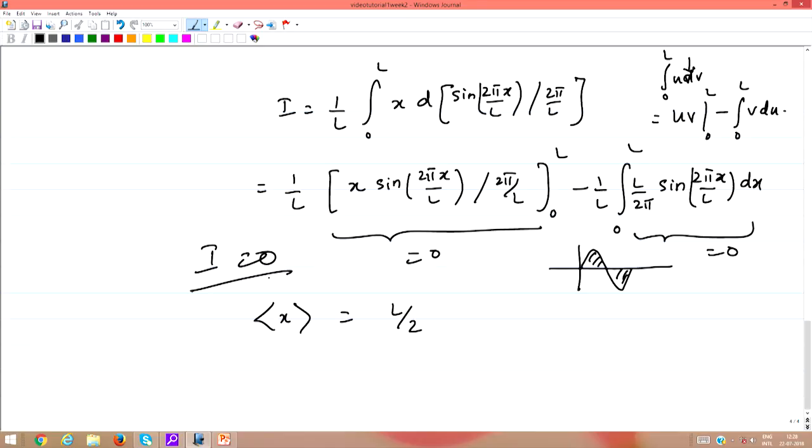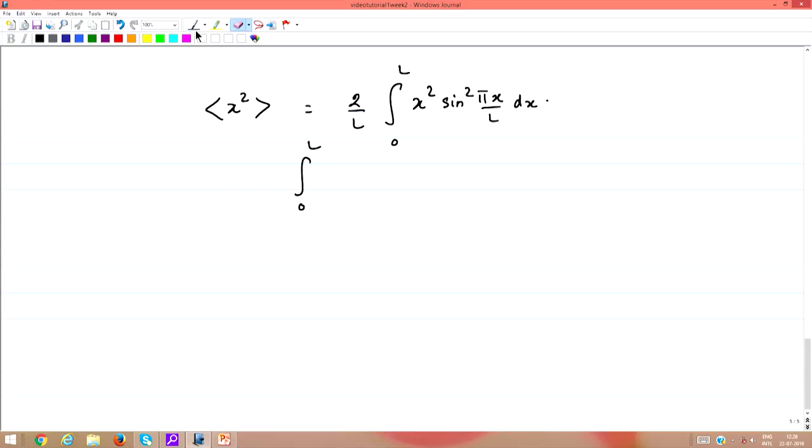Okay. This is easy. Therefore, the square of the average, which is the one needed for delta x, is L square by 4. Okay. Now, in exactly the same way you have to do the integral for x square average, and it requires the evaluation of this integral: 2 by L, 0 to L, x square sin square pi x by L dx, and again this can be written using the u dv formula.